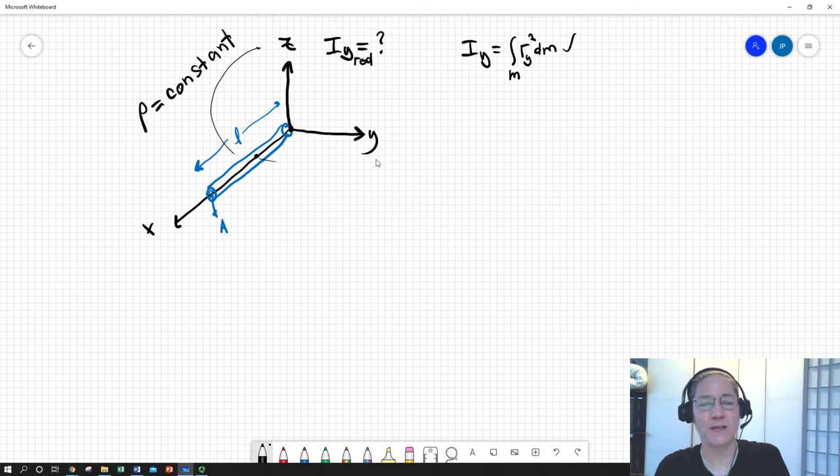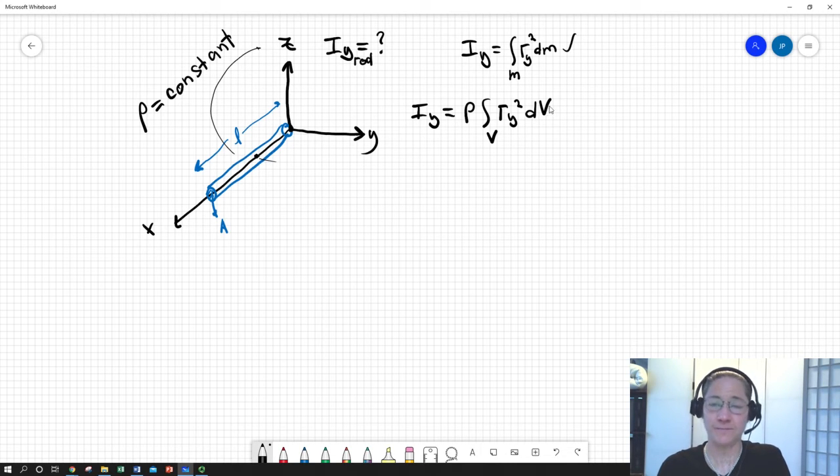So what that means from our standpoint is we can pull density out of our expression and we can end up with I sub y equaling a function of volume. So we'll go from the radius squared from any point to the y-axis. We're going to integrate over the whole volume.